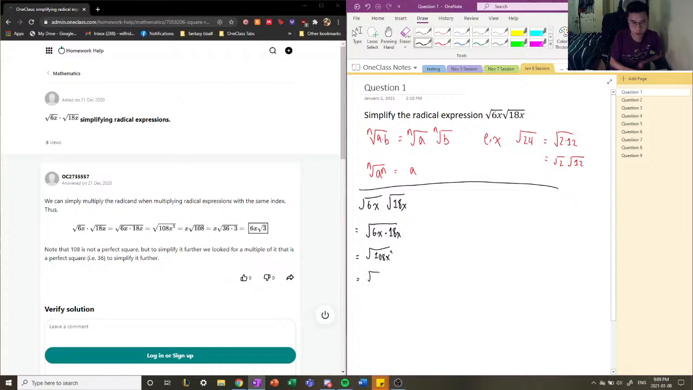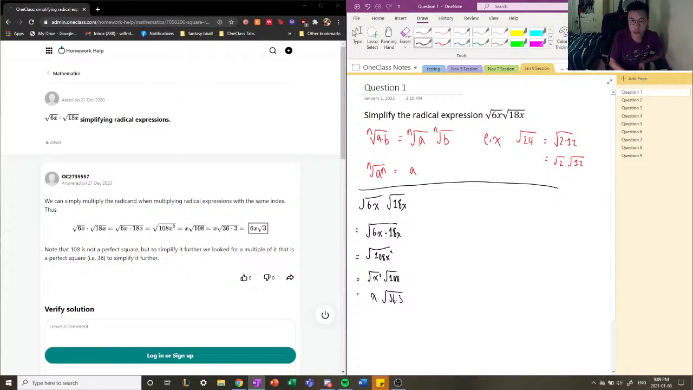Now we're going to use this principle again to break up the square root. So now we have the root of x squared times the root of 108. And now we're going to use the second principle, stating that the square root of x squared is simply x. And we're going to use my example here to break up 108 into its factors, the factors of 36 and 3.